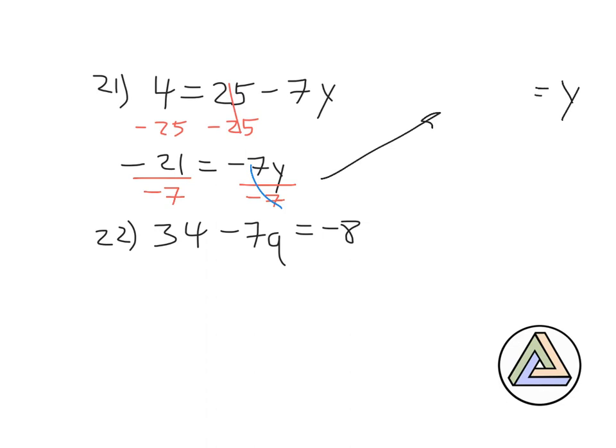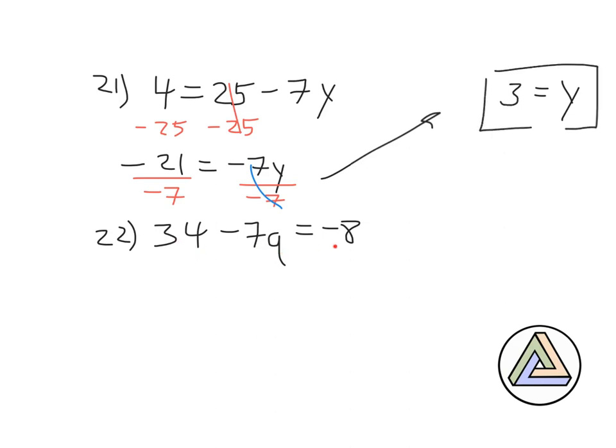y equals negative 21 divided by negative 7. First of all, it's going to be positive or negative. Well, negative divided by a negative is a positive, so it's going to be a positive. Then it's just 21 divided by 7, which is 3. That is the answer. All right, moving on to this one.